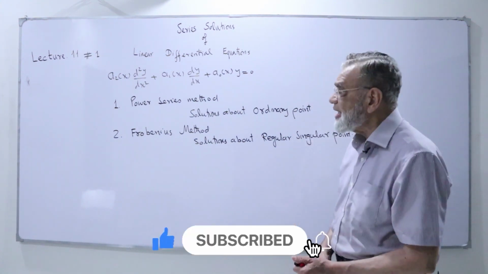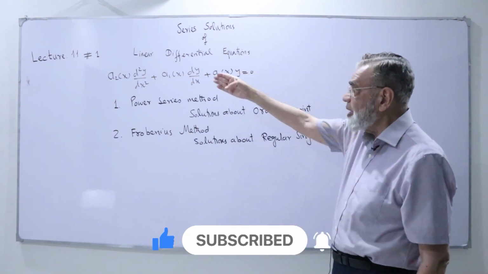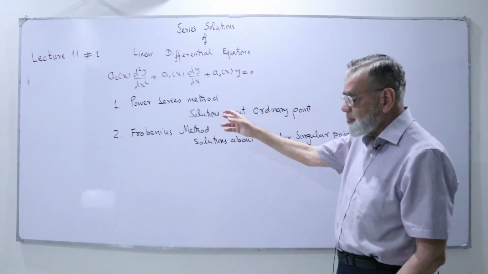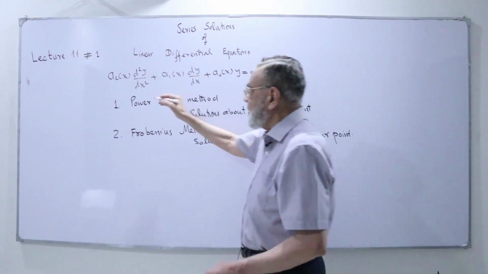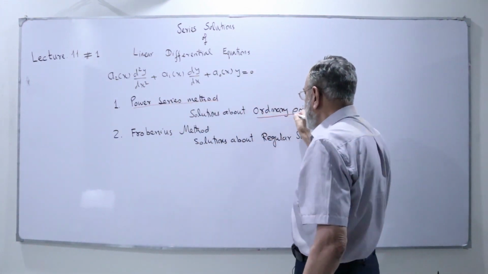Now today we are going to discuss this linear differential equation: a2(x) d2y/dx squared plus a1(x) dy/dx plus a0(x) y equal to 0. The first method we discussed, as I mentioned, is the power series method, and with this power series method we are discussing the solution about an ordinary point.